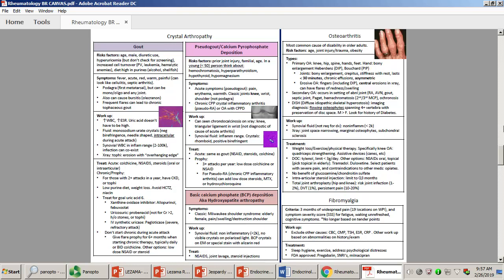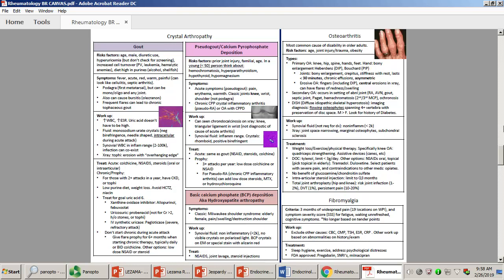The symptoms, it can cause fever. It's usually going to be a monoarticular, but it can be oligoarticular, even polyarticular in very unfortunate people. But generally it's a monoarticular arthropathy. Red, very warm, very, very painful. It can mimic that of cellulitis or even a joint infection in of itself. So, it's something that you always have to be concerned about.